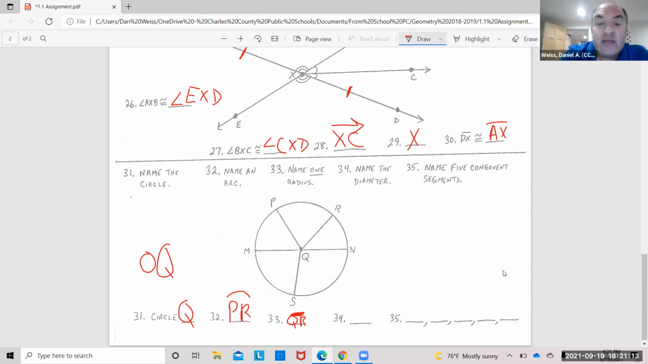Name the diameter. The diameter goes all the way from one side to the other through the center. MN is the diameter. There's no other diameter shown in that circle. MN goes from one side through the center to the other side. That's called the diameter.